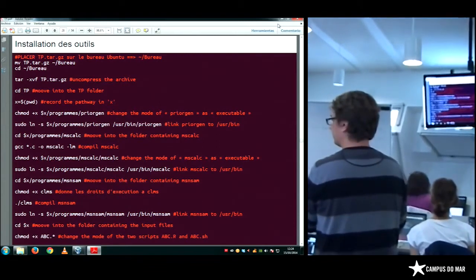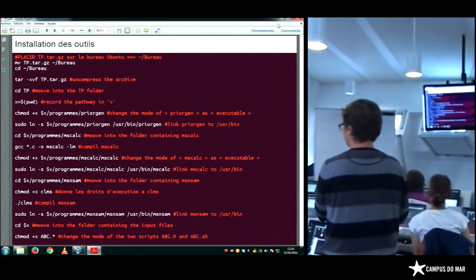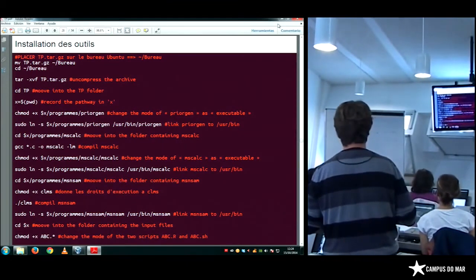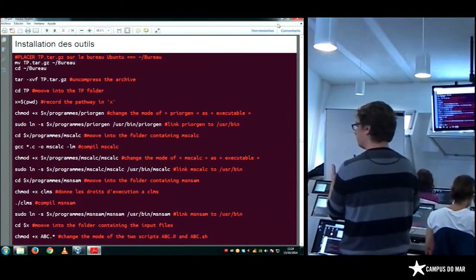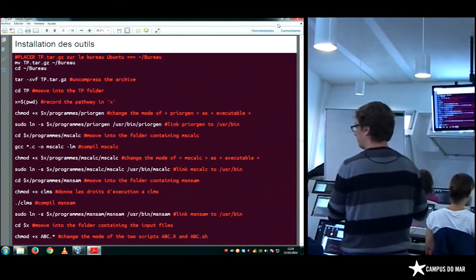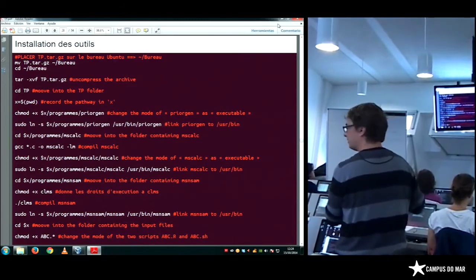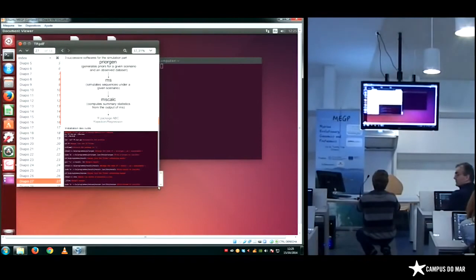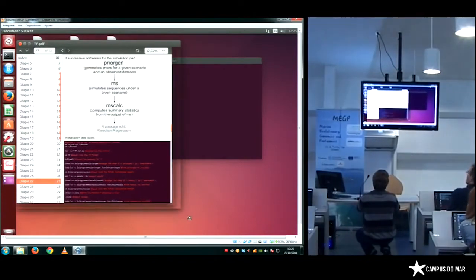PriorGen is an executable. It's software. Otherwise, you call PriorGen and it does not work. It does not understand it is a software. So you can do like me and open the PDF file.